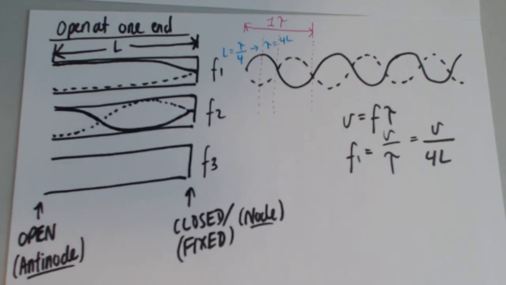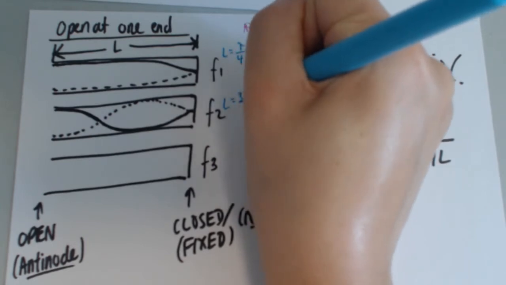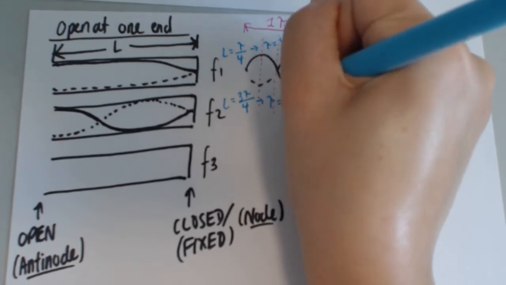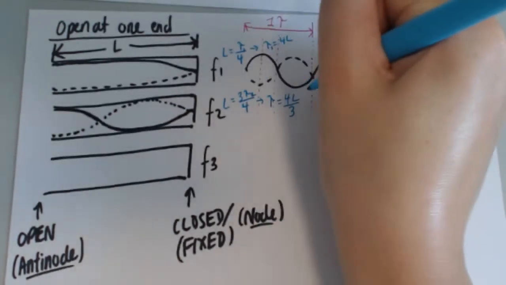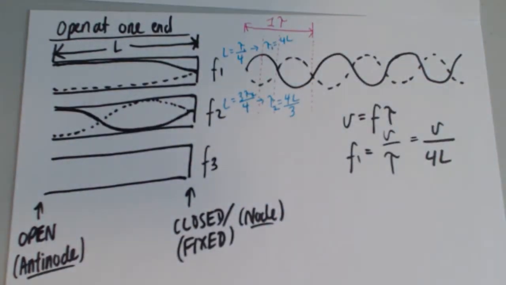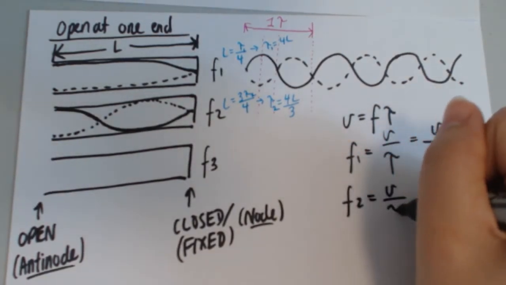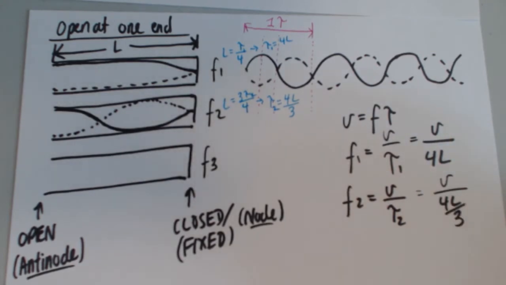Now the pipe length is still L, except this time I'm fitting 3/4 of a wavelength. So L is equal to 3 lambda over 4, or 3/4 lambda. If I rearrange this for lambda, I'm going to get 4L over 3. So let's call this lambda 1, and this lambda 2, because it's for F1 and F2 respectively. So F2 is going to be V over lambda 2, and F1 is V over lambda 1. So F2 is V over 4L over 3. Rewriting that, that's 3V over 4L.